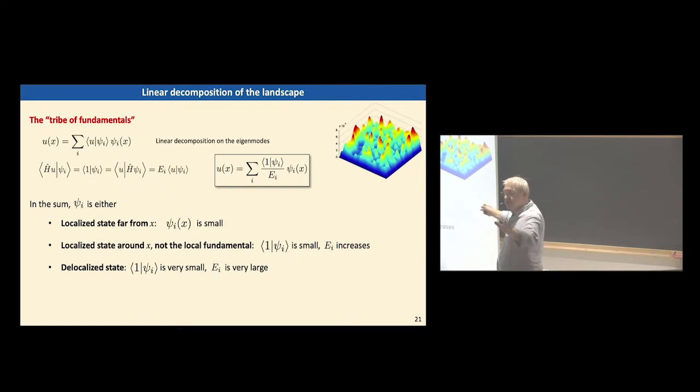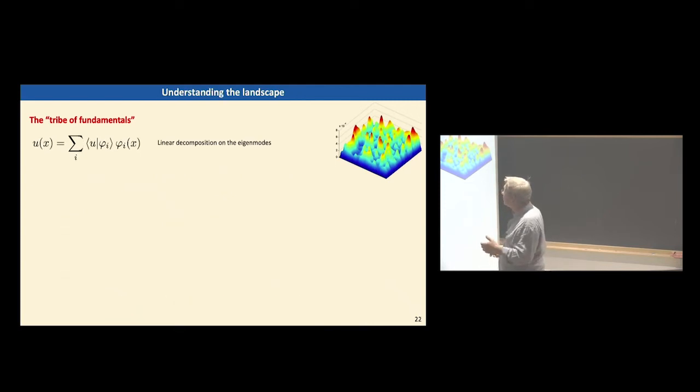Or it's a delocalized state, in which case it's going to look very much like a plane wave, and this quantity will be very small, and this will be very large. In short, for each point x, almost in all cases, there is one main contributor in this sum, and one only, which is the local fundamental at point x. So this is basically a weighted sum of all local fundamentals. It displays you immediately where the fundamentals are and how big they are. So this is the first thing.